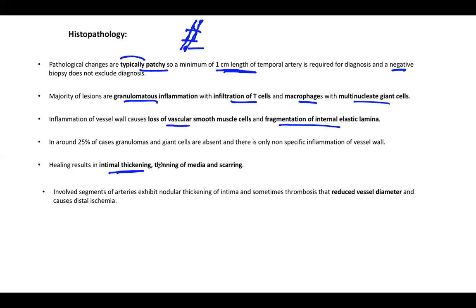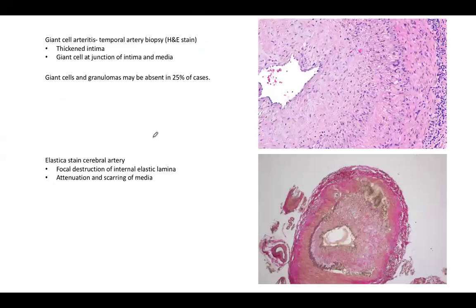The intima will be thickened and the media will be thinned, which is the smooth muscle cells, and then in the healing phase, this can cause scarring. This will cause intimal thickening, narrowing of the blood vessel, and it can also result in formation of thrombus and distal ischemia. Because there is nodular thickening, the granulomas cause thickening, and sometimes thrombosis that reduces vessel diameter and leads to distal ischemia. So this is the diagram.